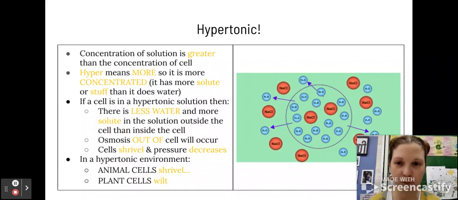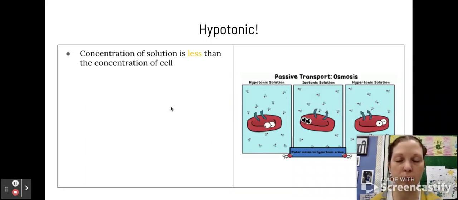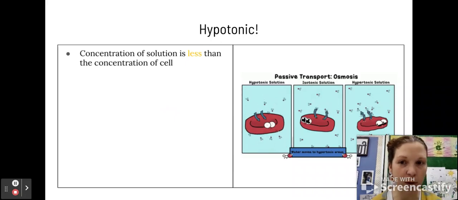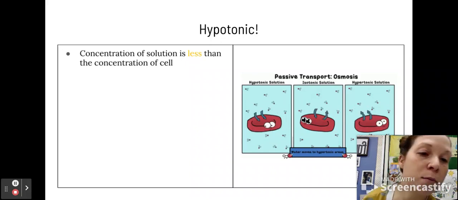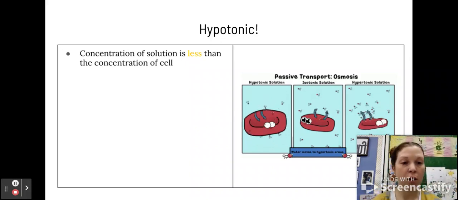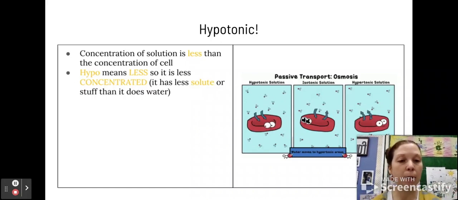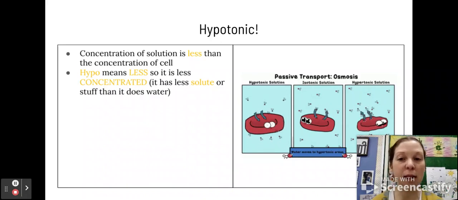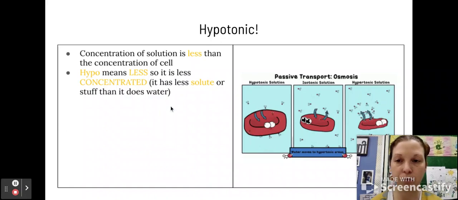And then we have hypotonic solutions or conditions. This is where the concentration in the solution surrounding the cell is less than the concentration within the cell. That means that the cell has more solute in it, more concentration. So it's the opposite of hyper. Remember, the prefix hyper means above, hypo means below. So hypo means less, so it's less concentrated. There's less solute and more water outside the cell compared to inside the cell.